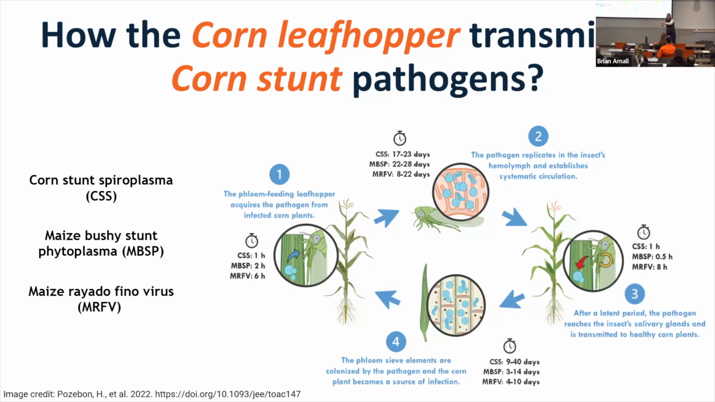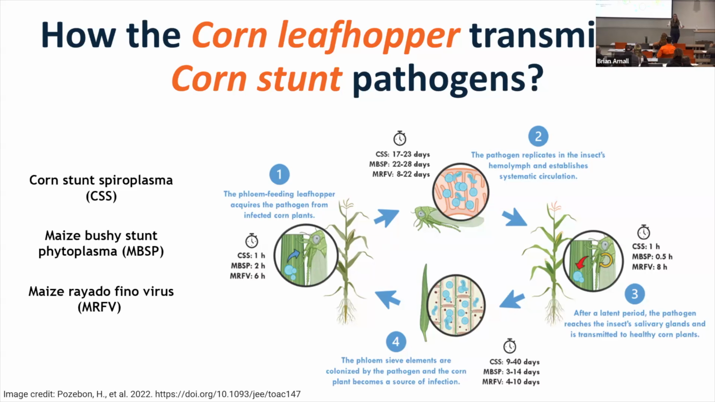But as I already said, this insect feeds a lot, right? Most of the day, this insect is just sitting there calmly in a spot that it found comfortable for feeding on a corn plant. So in 1 day or less, or a maximum of 6 hours, all these pathogens can be acquired by the corn leaf hopper and start to multiply inside of this insect. In number 2, the pathogen here is just a representation, multiplying inside of the hemolymph and establishing circulation inside of the leafhopper.